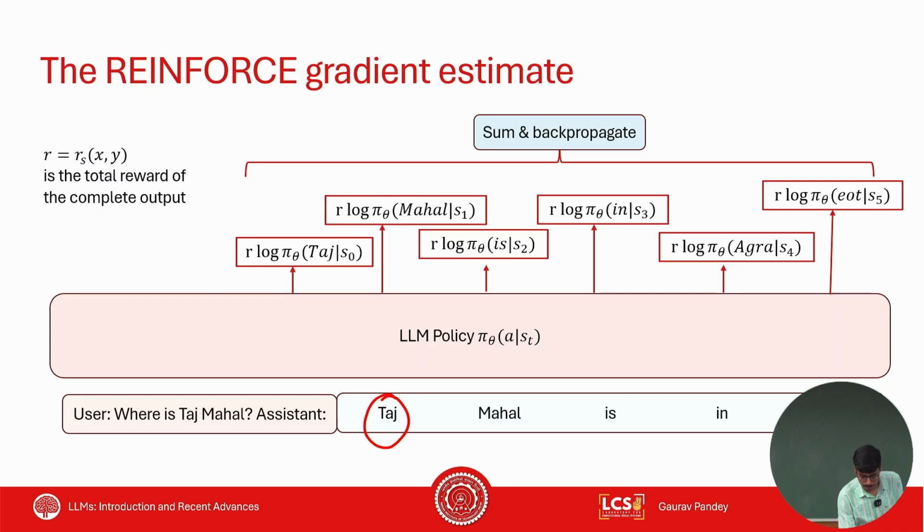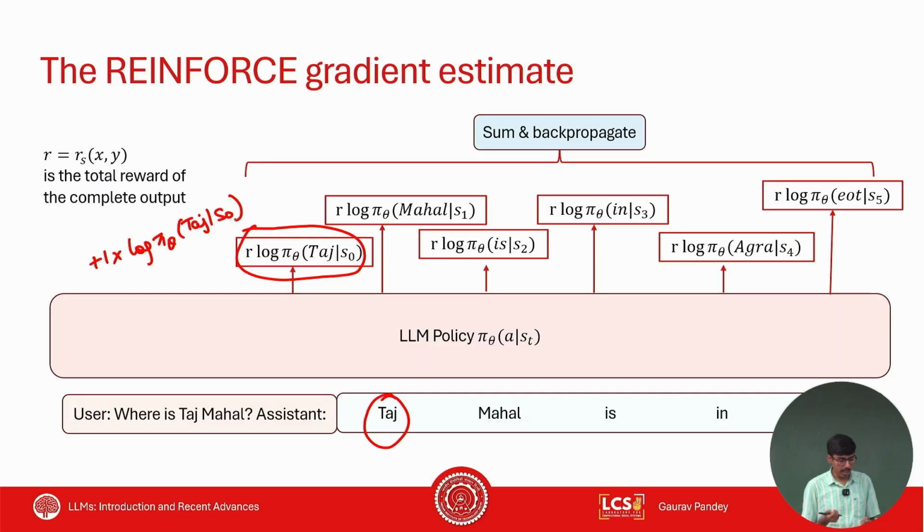It's just this quantity, reward times log probability of Taj, right? Now let's say the question is about the Taj Mahal and the response is "Taj Mahal is in Agra". The reward is probably going to be positive, right? Because the response is correct, so the reward is going to be +1. So the objective will be +1 times log probability of Taj. If I use this objective for training, it will say, okay, Taj is the correct token, it has a positive reward, so let me increase the probability of this token.